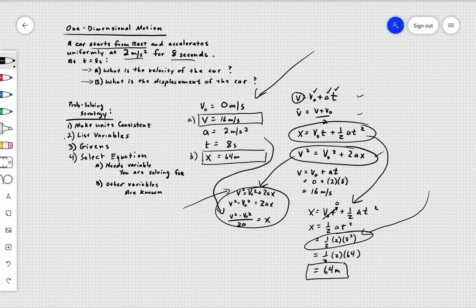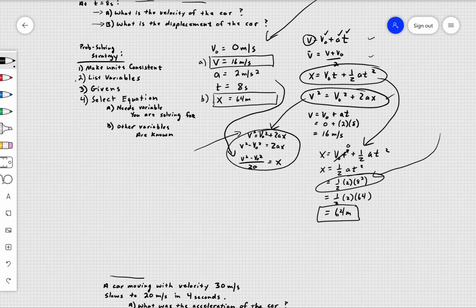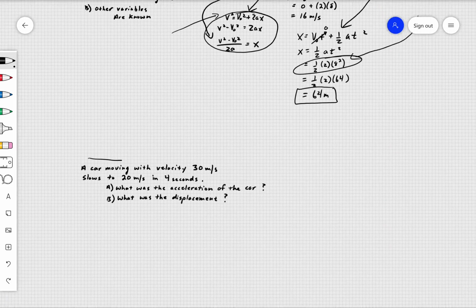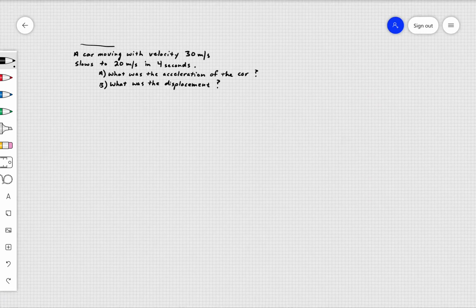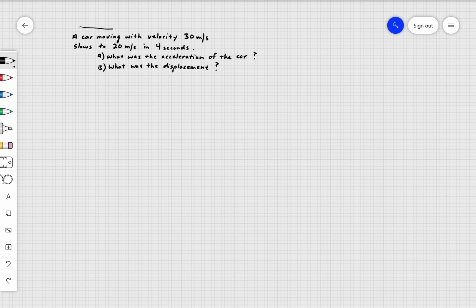So if this were homework, I would be rather pleased because I see that this student knows the base equations. They have followed the problem solving strategy. I see all of the work that they've done, the manipulation, as well as the solution with units. So if you would please pause the video and give this problem a shot.